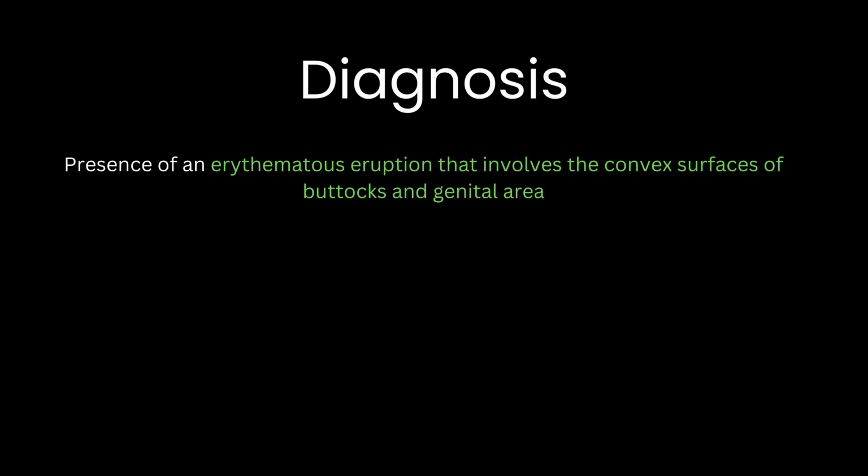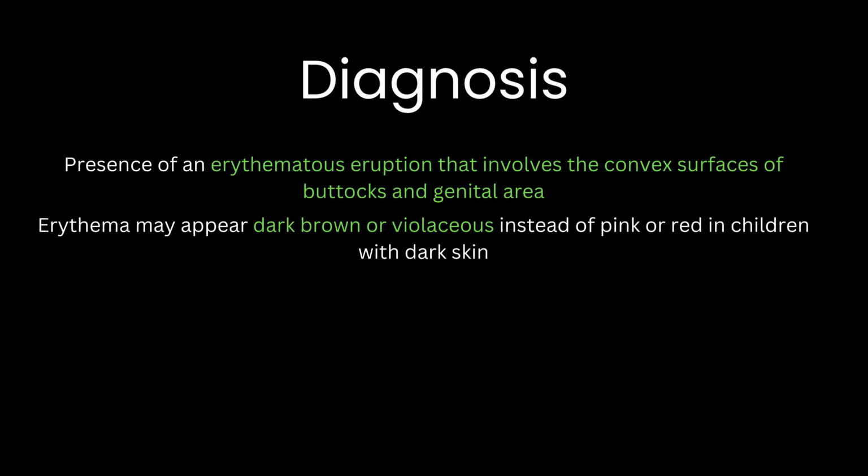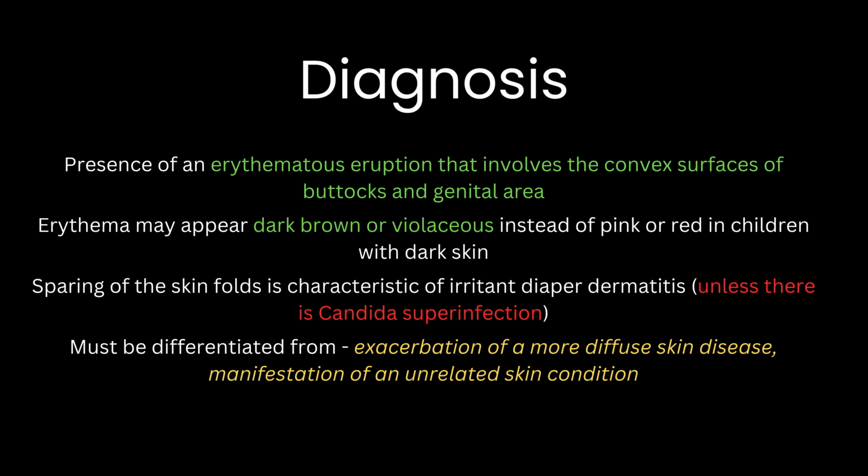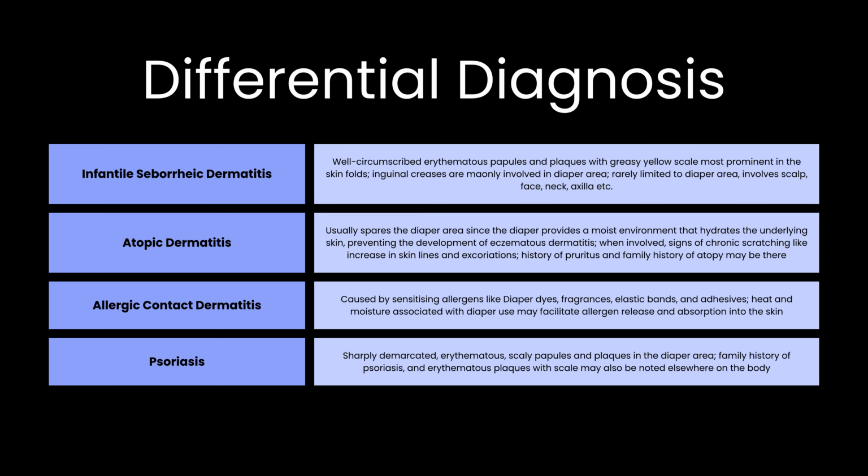The diagnosis of diaper dermatitis is made clinically based upon the presence of an erythematous eruption that involves the convex surfaces of the buttocks and genital area. In children with darkly pigmented skin, erythema may appear dark brown or violaceous instead of pink or red as typically seen in patients with lightly pigmented skin. The sparing of skin folds is characteristic of irritant contact dermatitis unless there is Candida superinfection. The differential diagnosis of diaper dermatitis is broad and includes multiple conditions.